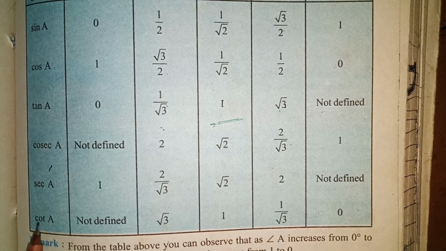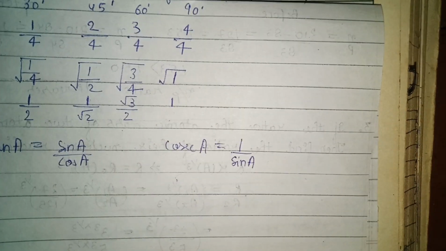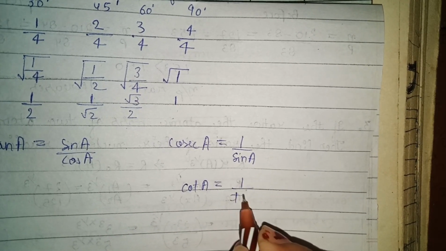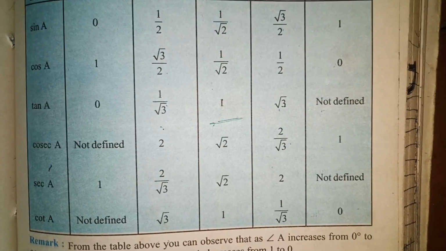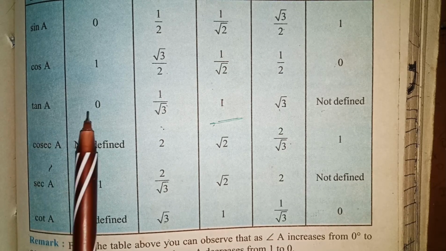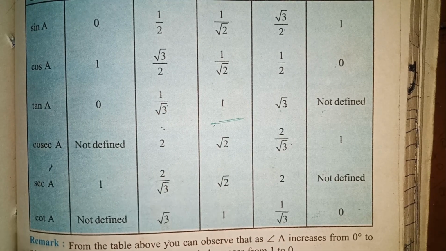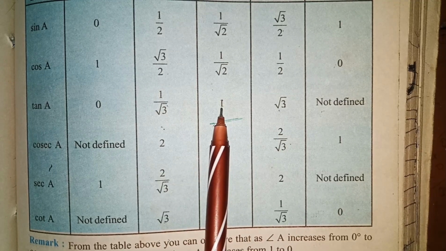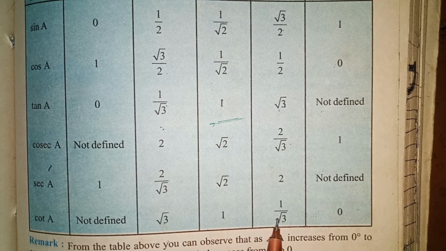Then moving to the last part of this table, that is cot A. We know the relation which says that cot A is the reciprocal of tan A. So we have to just take the reciprocal of tan A values. For 0 degree, we know that tan A is 0. On doing its reciprocal, we will again get a not defined quantity. On doing this value's reciprocal, we will get root 3. On doing the reciprocal of 1, we will get 1. On doing the reciprocal of root 3, we will get 1 by root 3.